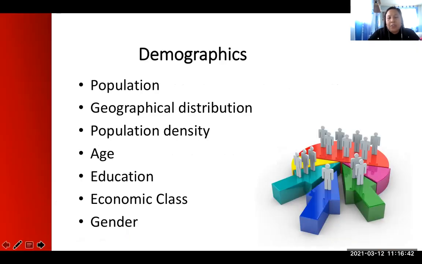Okay? So, for the demographics, what are the demographic factors or variables that we're speaking of here? The population, how many people are we here in the Philippines? 100 million. And my question is, what is the relevance of these demographic variables to businesses? In terms of geographic distribution, population density, age, education, economic class, or gender.